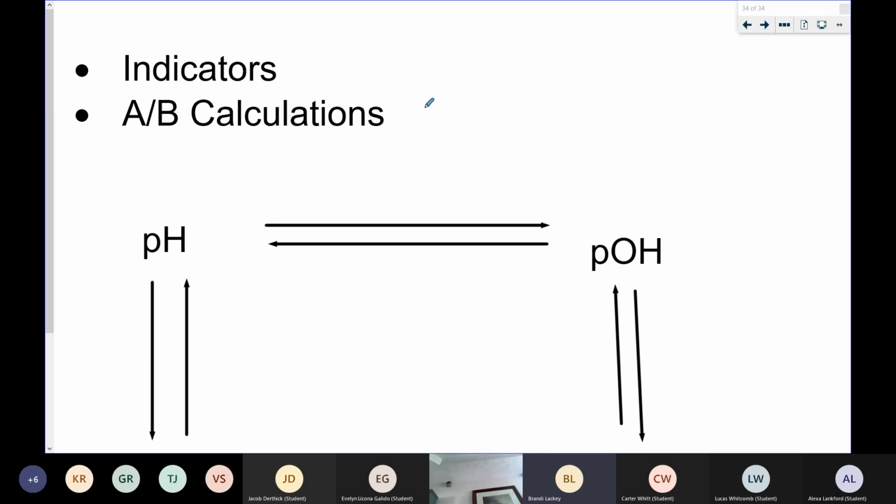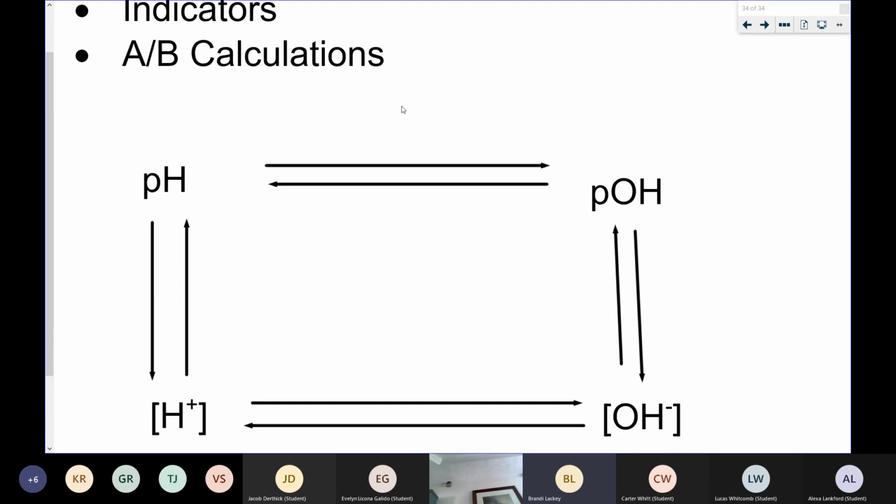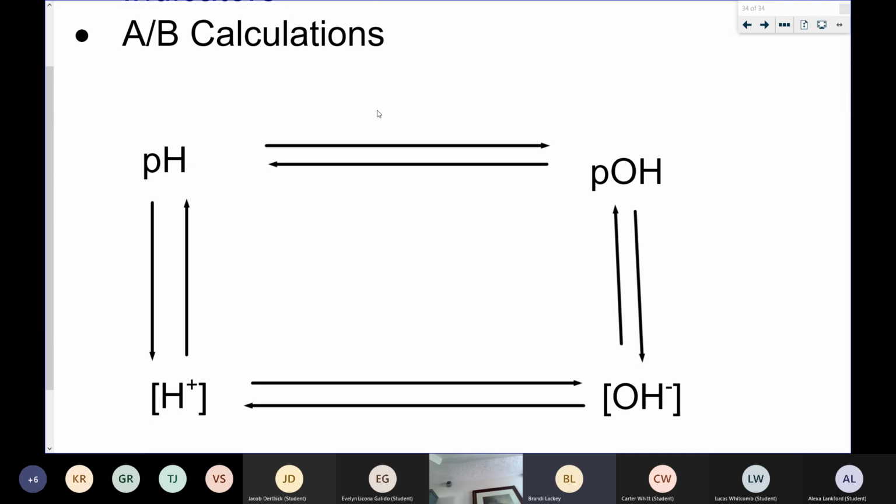Then we did our acid-base calculations. So remember, all of these formulas are on your reference sheet. And we had formulas that would let us go between pH, H+, pOH, and OH negative. So these, it was just figuring out which equation you needed to use. So remember, if we're going from the ion to pH, so hydrogen to pH, that was the pH formula, the negative log of H+.